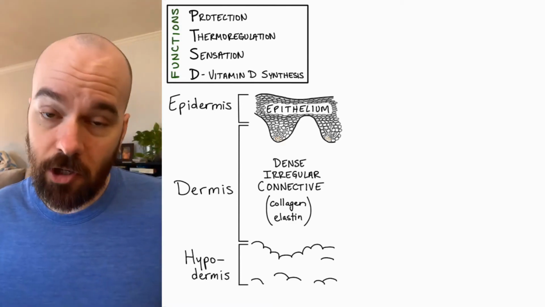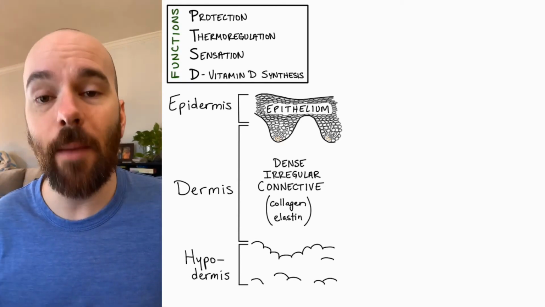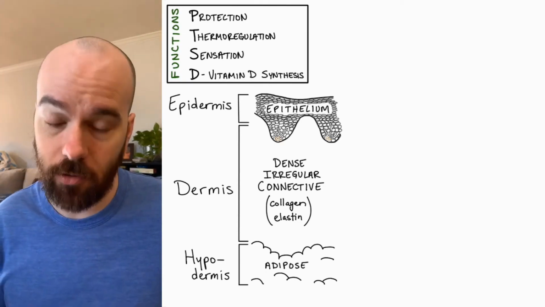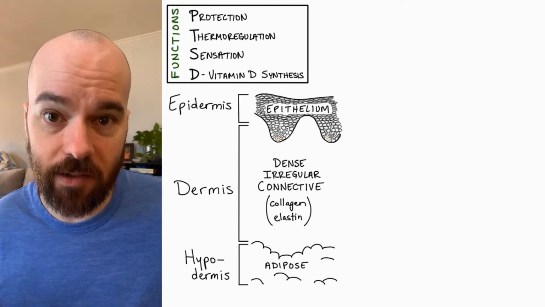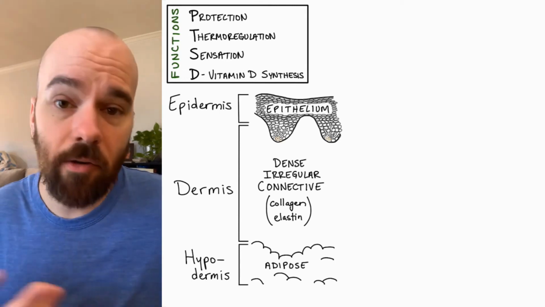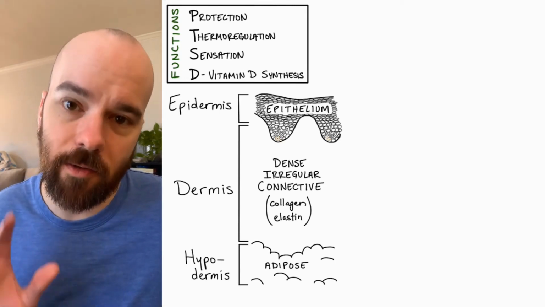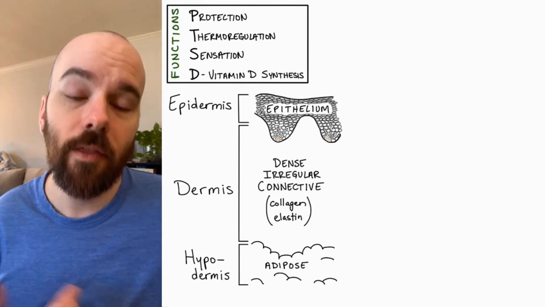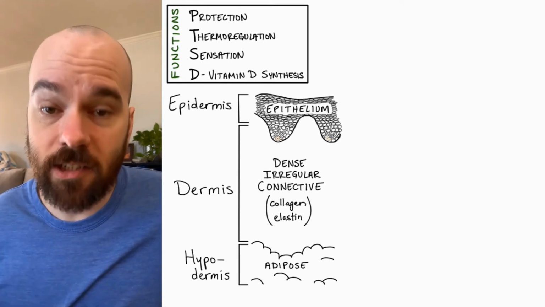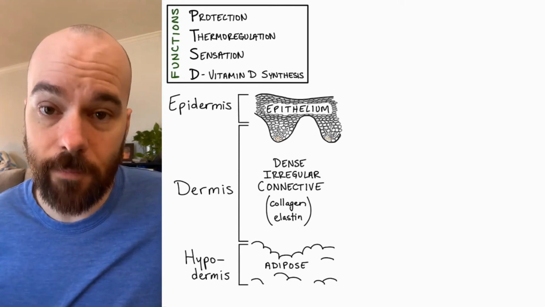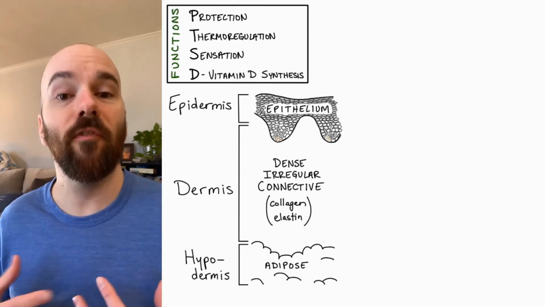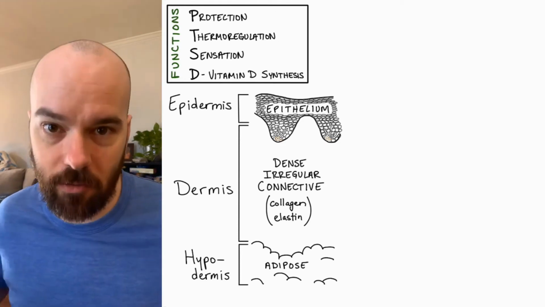Now, just deep to the dermis is the hypodermis. And the hypodermis consists of adipose tissue, or fat cells. This is the layer of the skin that's going to store fat molecules. It's also a great thermal insulator. So when we think about the skin regulating our temperature, this is one of the ways that it does that. All of these layers, and this adipose layer especially, are going to help trap heat in or prevent our thermal energy from escaping to our surroundings.